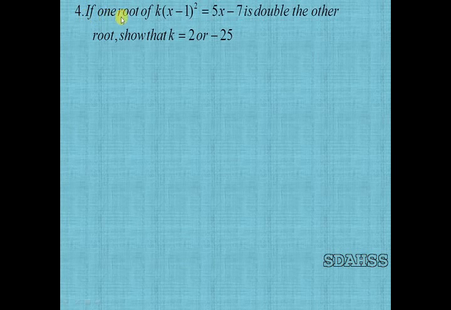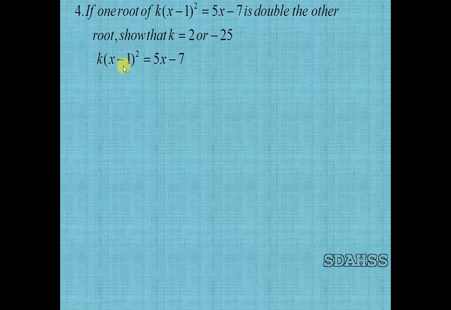Fourth sum. If one root of k into x minus 1 whole square is equal to 5x minus 7 is double the other root, show that k is equal to 2 or minus 25. Here let us take one root to be alpha and the other root to be 2 alpha. Consider the quadratic equation k into x minus 1 whole square is equal to 5x minus 7. We want to verify k is equal to 2 or minus 25.